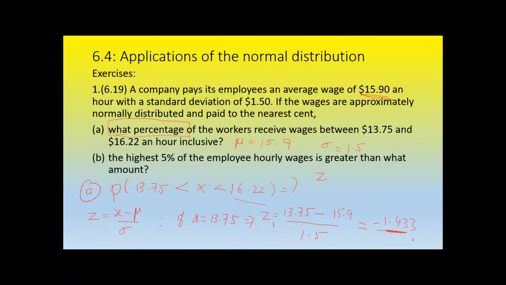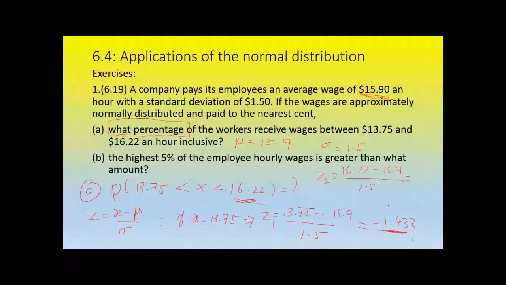What is Z2? For the second value of X, 16.22 minus 15.9 over 1.5. Use a calculator. You will get 0.2133. It is enough to write two digits, because the table permits only two digits after the dot. So we have two Z values.